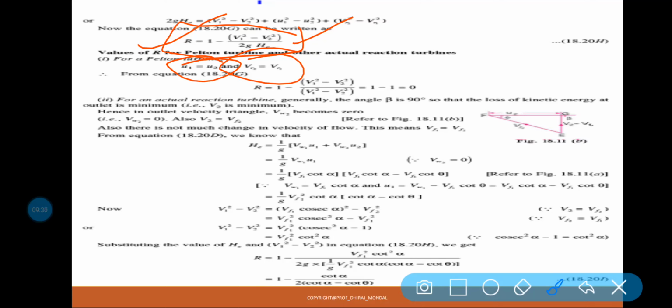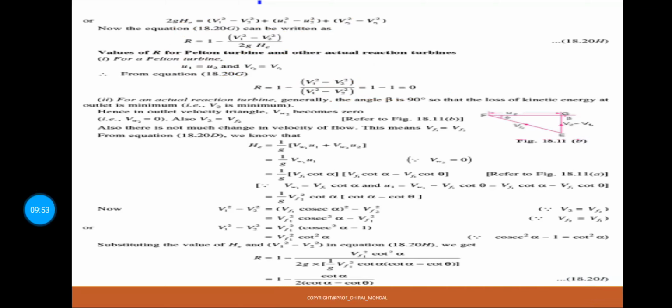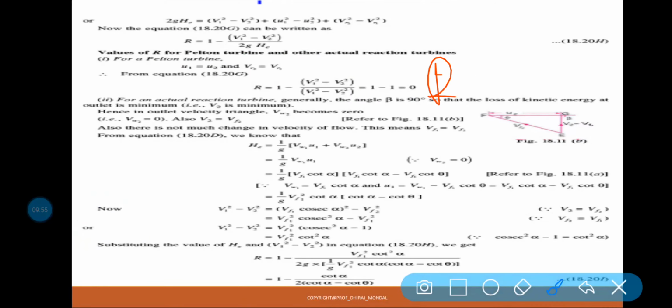Now if I put VR1 equal to VR2 and U1 equal to U2, what will we get? This part and this part will be the same, so 1 minus 1 is 0. So the degree of reaction in case of a Pelton wheel or anything else where only kinetic energy is available at the inlet of the turbine, that is, an impulse turbine, is equal to 0. Remember it.